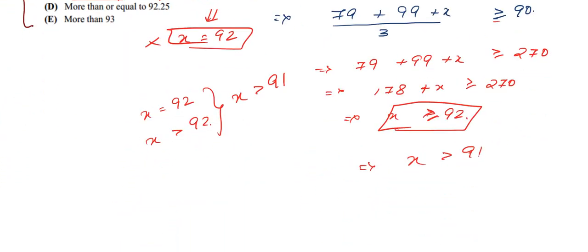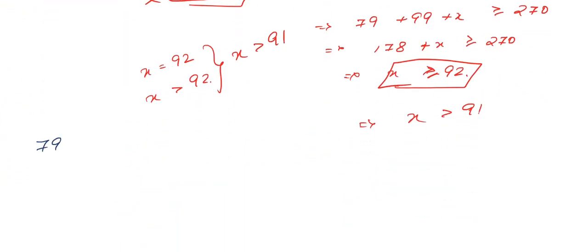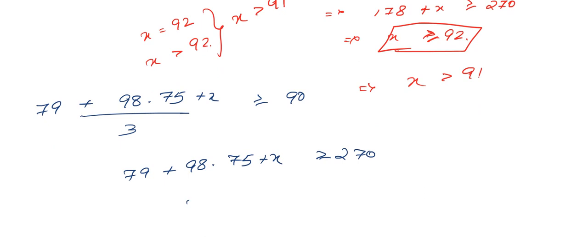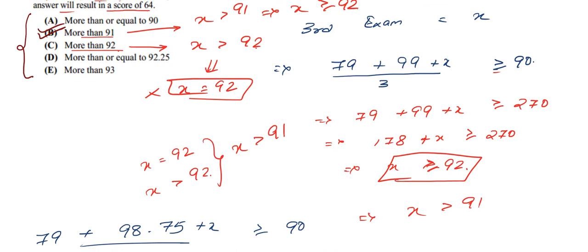So the calculation we will take is 79 plus 98.75 plus x divided by 3 greater than or equal to 90. So 79 plus 98.75 plus x greater than or equal to 270. So solving this, we will get a value of x which will be greater than or equal to 92.25. So this is now x greater than or equal to 92.25. So you can see more than or equal to 92.25.